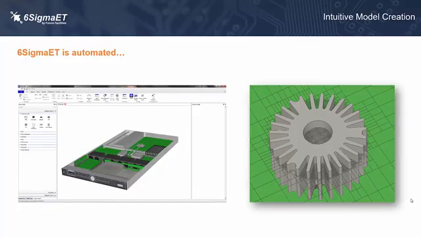Six Sigma ET is also automated. We know that our users may not be CFD experts, and we've tried to build as much automation into the software as possible. So we have intelligent modeling objects that know what they are and how they should behave. We have parent and child relationships between objects, so components know they're associated to particular PCBs and things like that. And we've also automated complicated processes like gridding. This allows non-CFD experts to get good solutions at the click of a button.